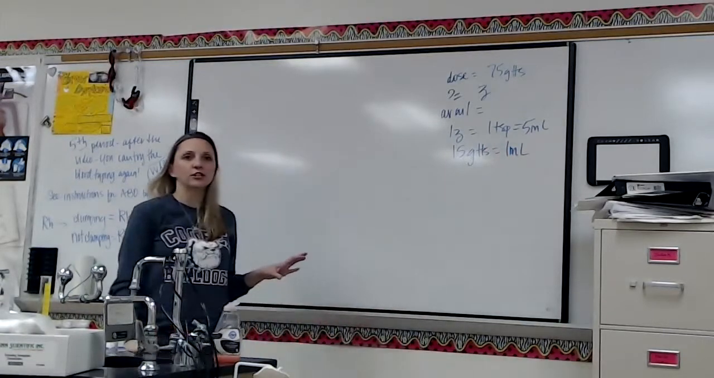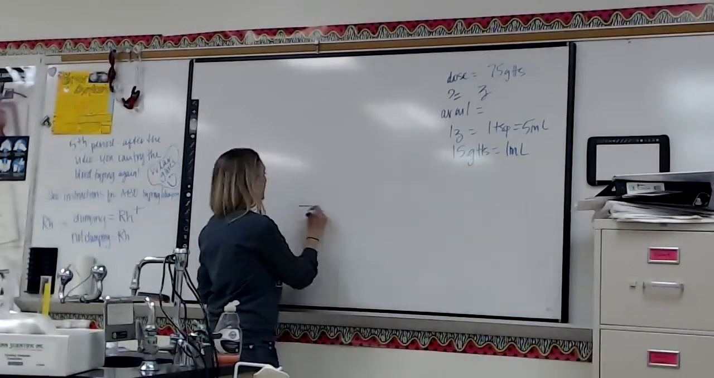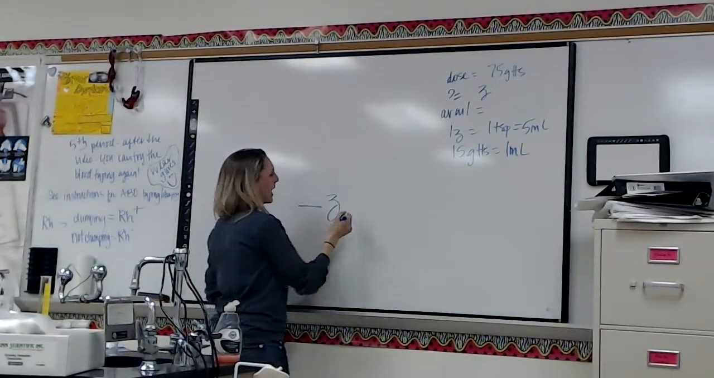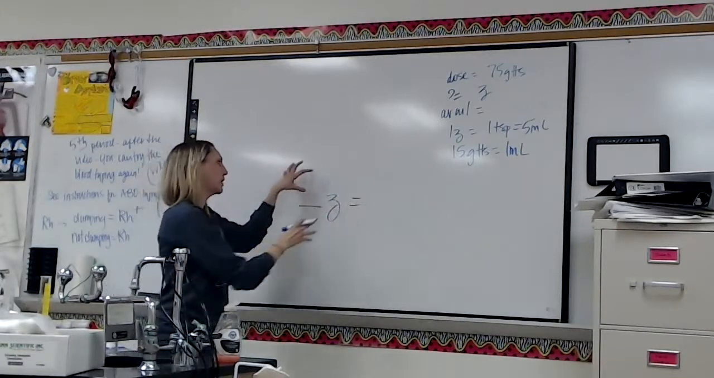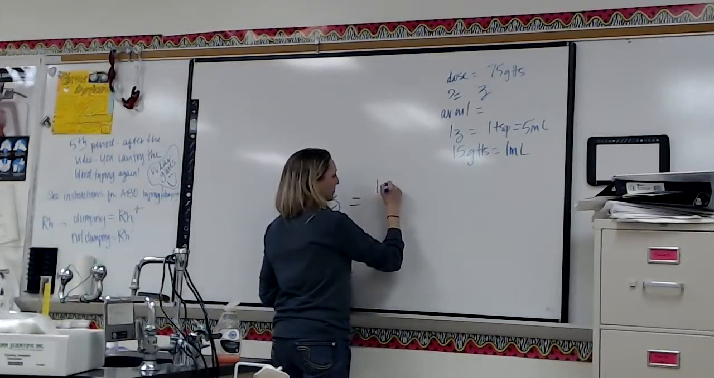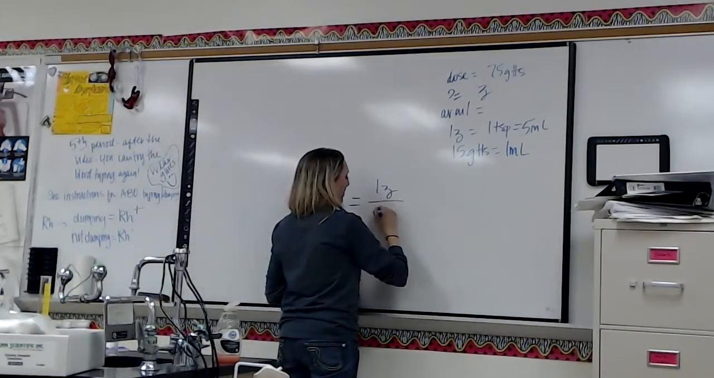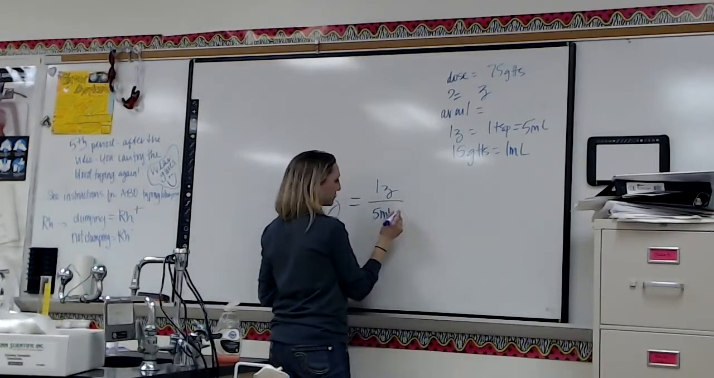Okay, so there's my conversion chart, my conversion factors. Now I'm going to go back down here, put my question in. I want to know how many drams we have, 75 drops. I'm going to start with my drams on top. So 1 dram is equal to 5 milliliters, or 1 teaspoon. We're going to use milliliters so we can get to our drops.